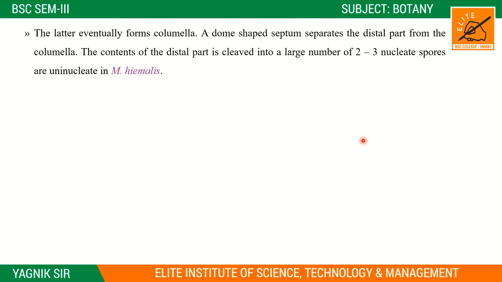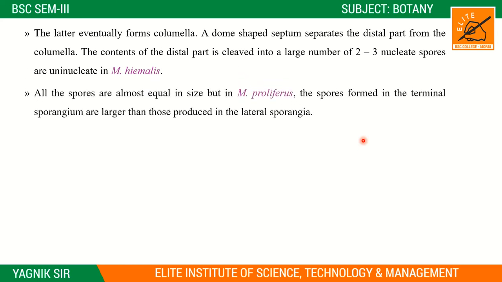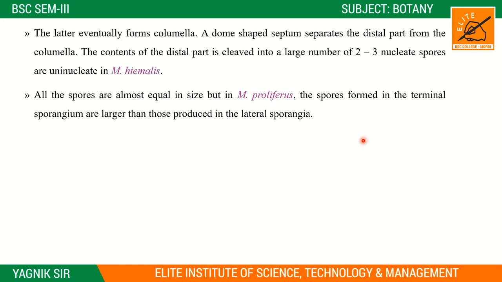And the content of the distal part is cleaved into a large number of nuclei, like that, 2 to 3 nucleated spores or uninucleated, right? And especially this structure is observed in Mucor hiemalis. This kind of structure is found in this species. All the spores are almost equal in size. Normally all spores are the same size, but in Mucor proliferus the spores formed in the terminal sporangium are very large, right, and then those are produced in the lateral sporangium.